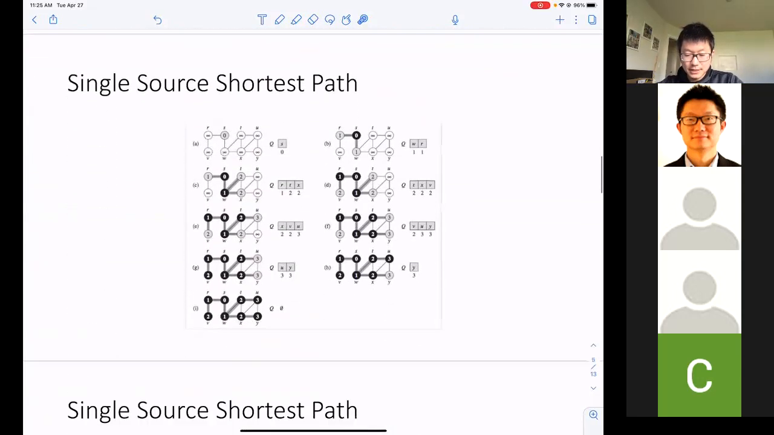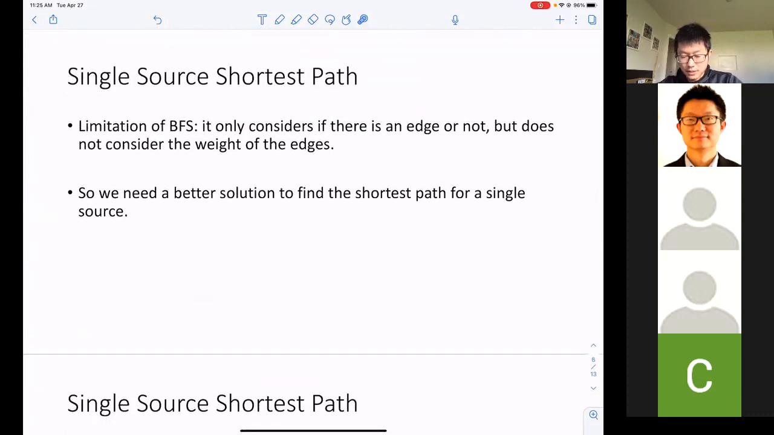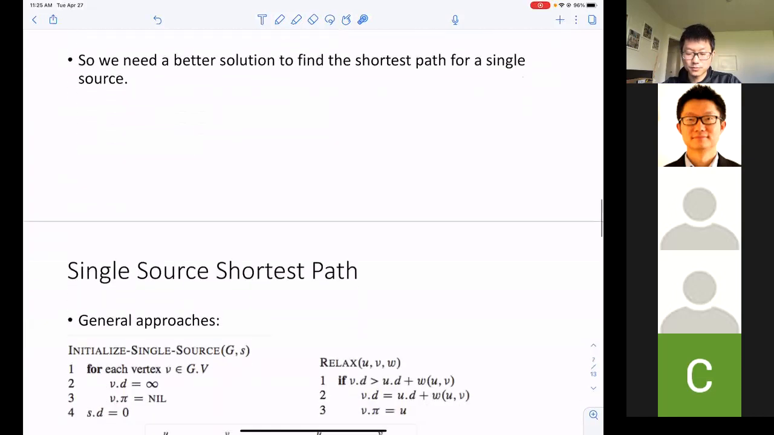As I listed in the slides, the limitation of BFS is that it only considers if an edge exists or not. It's basically a binary thing, exists or not, but it does not consider the weight or the actual time or length or distance we need to travel for each edge. So we need a better solution to find the shortest path for a single source problem.